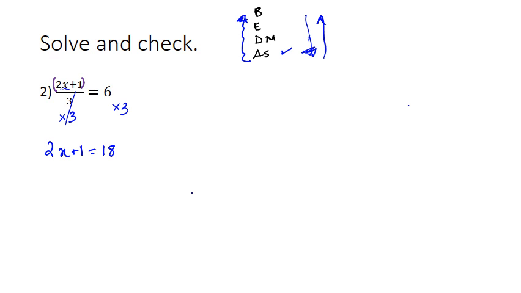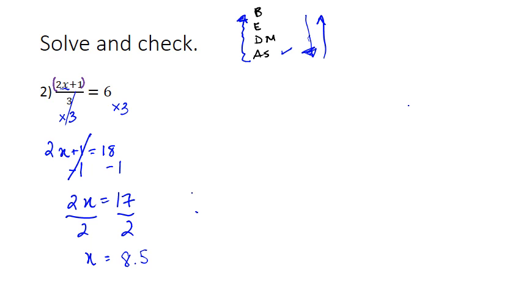So I'm looking for addition or subtraction. There's addition, so I'm going to subtract 1 from each side to get rid of that 1. And I'll have 2x is equal to 17. Then I have 2 times x, so I need to divide both sides by 2. And I end up with x is equal to 17 divided by 2, which is 8.5.